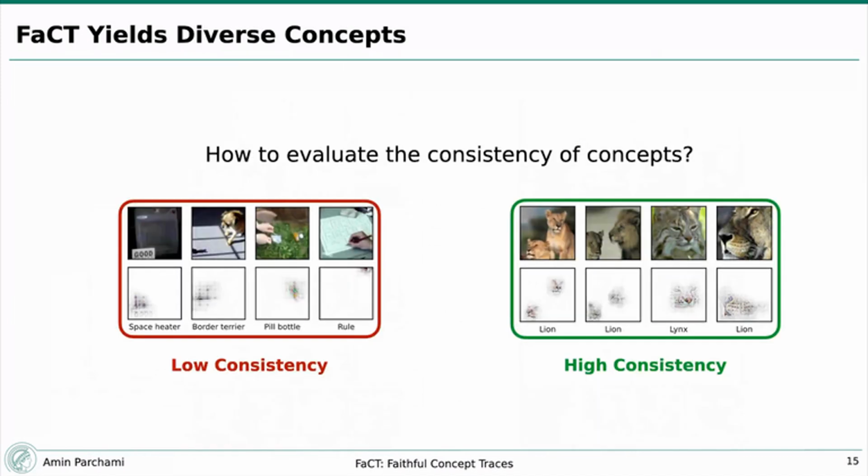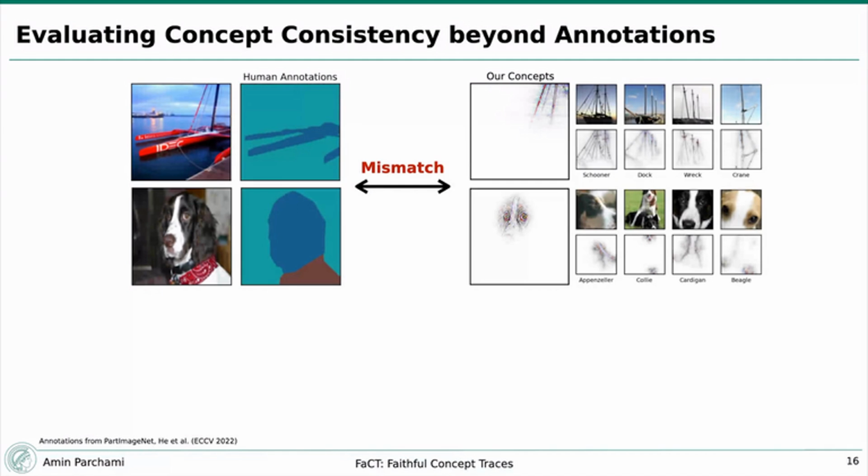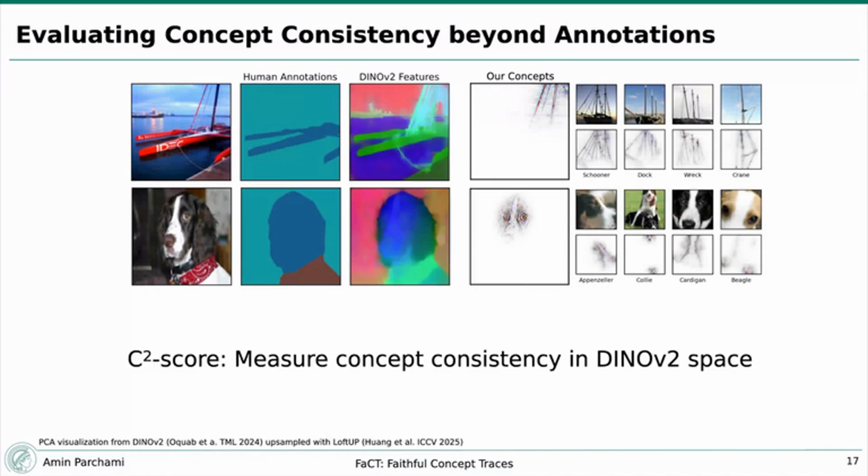It is of course important to have a quantitative measure for the consistency of our concepts. Here we see two sample concepts, where the one on the right is consistently activating for the model, while the one on the left is inconsistent. For this evaluation, however, we find human annotations to not be a suitable choice, as shown in the two rows where the concepts are either not part of the annotation or don't match the annotation granularity. This motivated us to look for a stronger evaluation setup. We thus propose a new metric which measures the consistency of concepts in DINOv2 space, a model that has shown remarkable performance on semantic correspondence tasks.